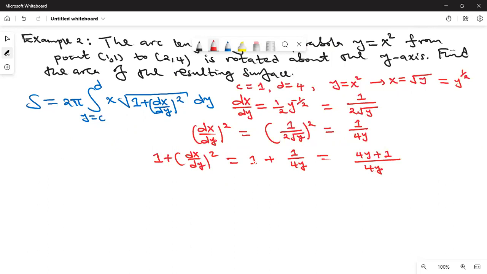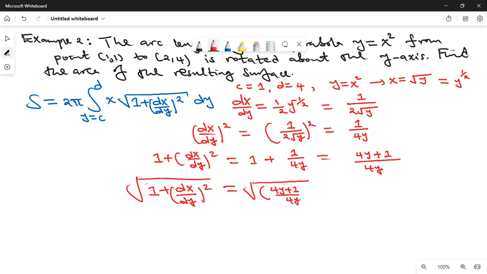So now you can write the square root of 1 plus (dx/dy) squared. It is simply the square root of (4y plus 1) over 4y, which you can as well write as the square root of 4y plus 1 over the square root of 4y, which is 2 root y.